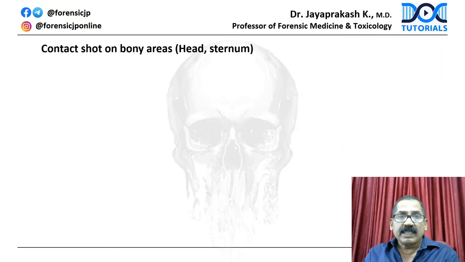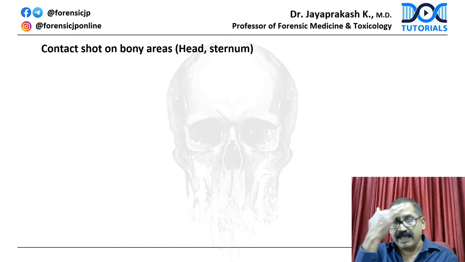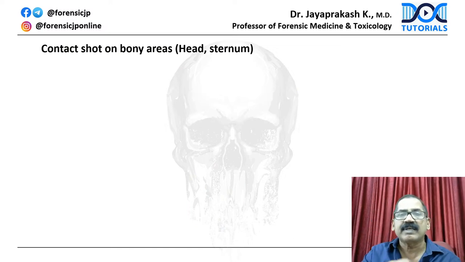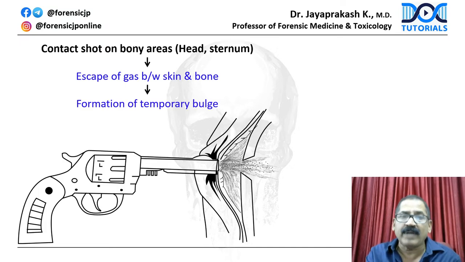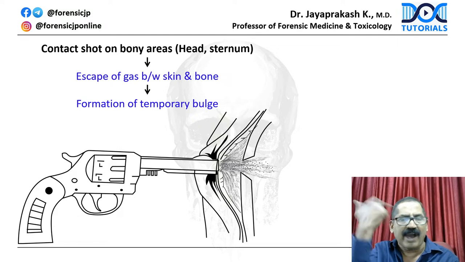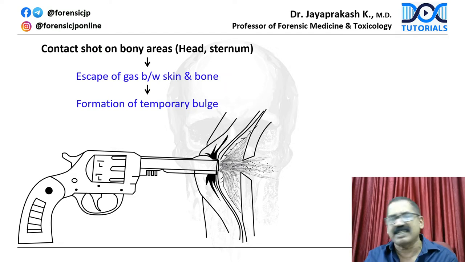But in a contact shot on bony areas like the head and sternum, there is a gap between the skin and the bone. So what happens is, the gas escapes between the skin and the bone, and it gives rise to a temporary formation of a bulge. As soon as the person fires, there will be a temporary bulge. Most of the time contact shots are suicidal in nature. Most of the time the gun falls.